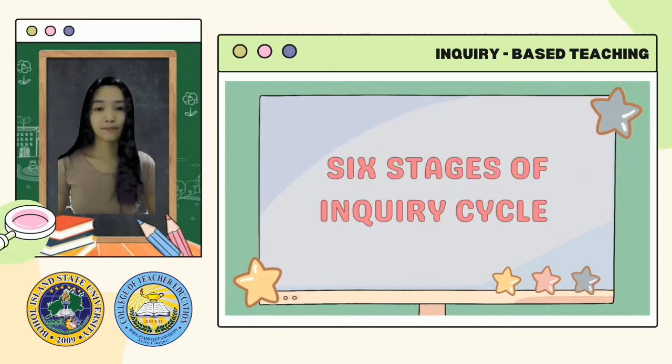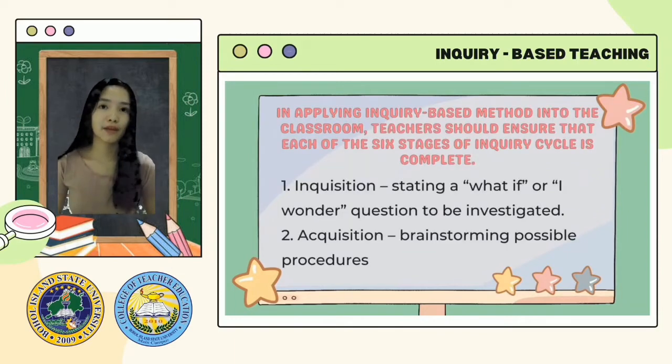So our next topic is about the 6 stages of inquiry cycle. In applying the inquiry-based method in the classroom, teachers should ensure that each of the 6 stages of the inquiry cycle is complete. These 6 stages are according to Warner and Myers 2008. The first stage is the inquisition, stating a what if or I wonder question to be investigated. In this stage, the teacher thinks about what topic to discuss or share with the class. And then next, acquisition, brainstorming possible procedures.